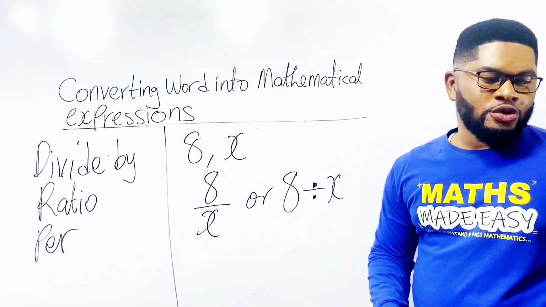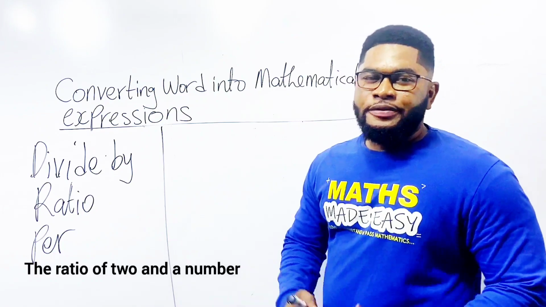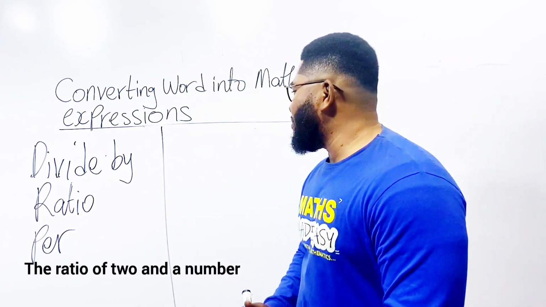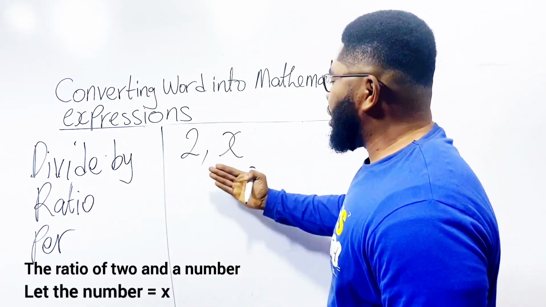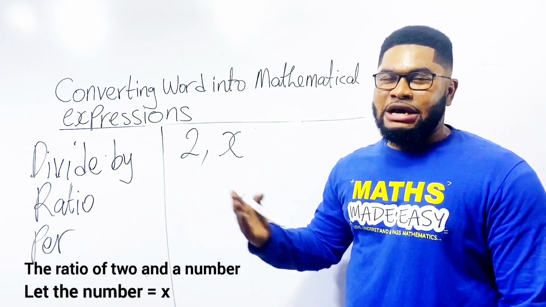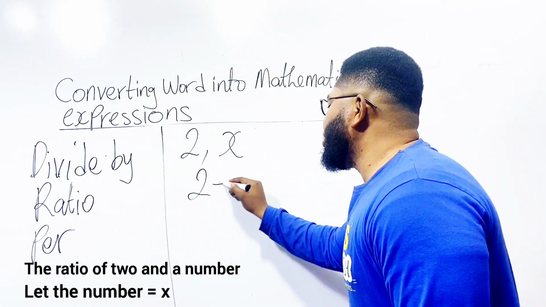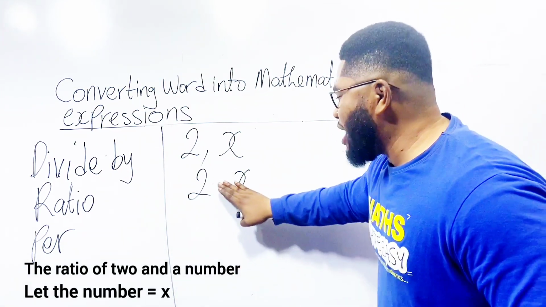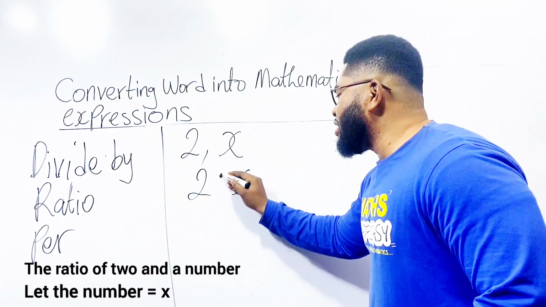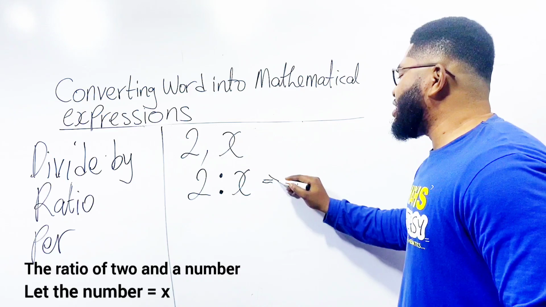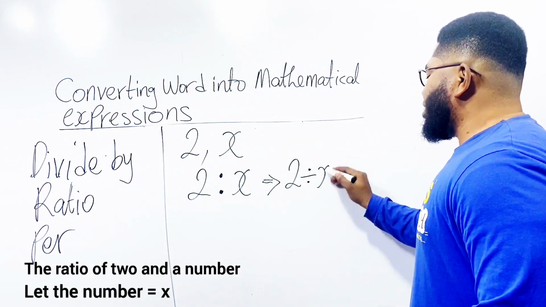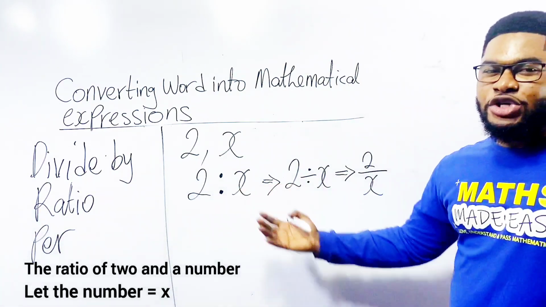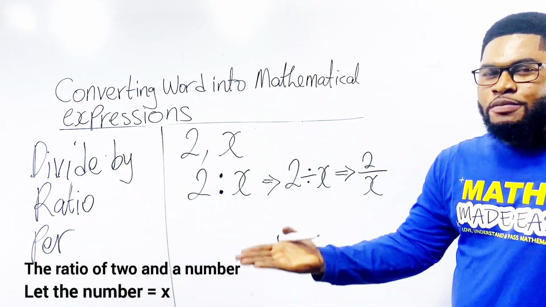Let us take a look at ratio. An example for the ratio will be the ratio of 2 and a number. So I talk about 2 and I talk about a number. 2 is the real number. Let x be the number. So if you say ratio, then it will be 2 divided by x, which is to say ratio has a symbol. So even before I bring the division, let us put the ratio symbol. This is the ratio symbol. So this will be converted into 2 divided by x, which can finally be 2 over x. So this represents the ratio. So ratio finally also means division.